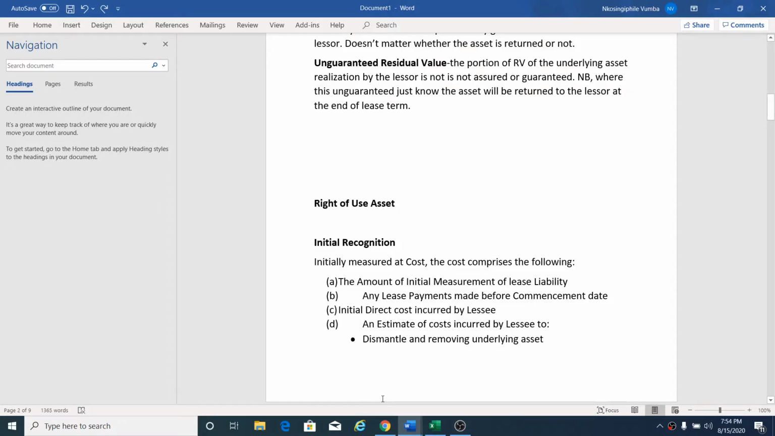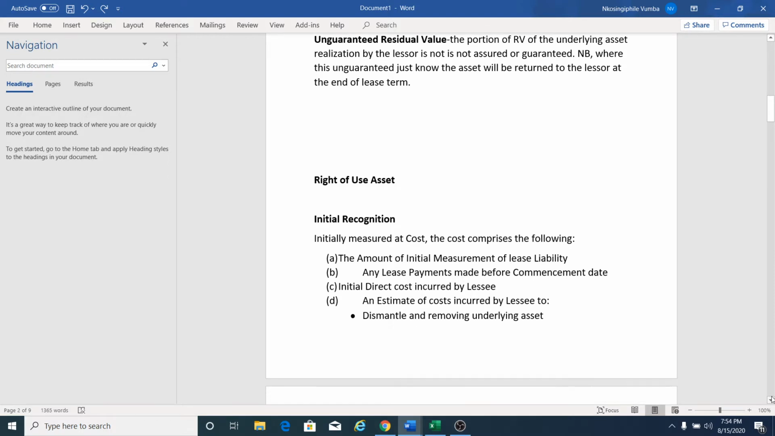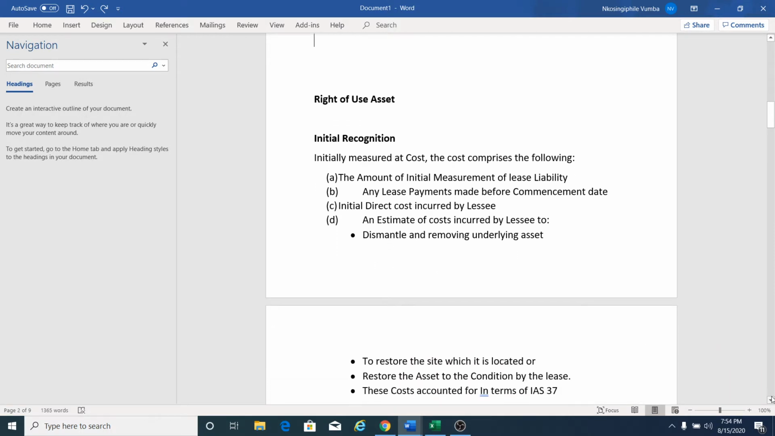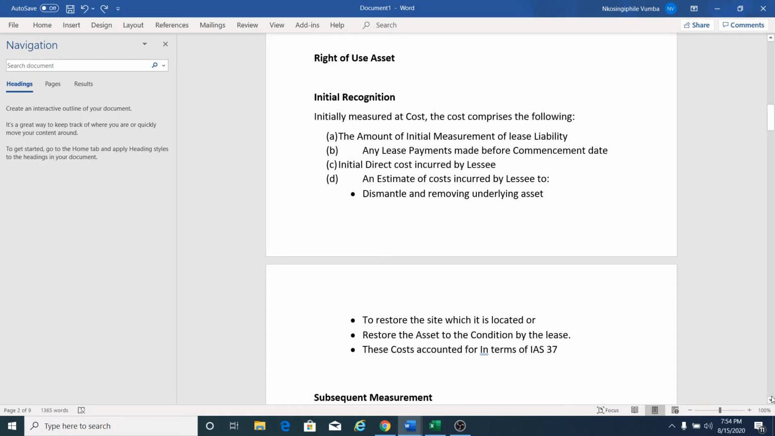Okay, welcome back. So in part one of the video, we were dealing with the definitions that are important for the lessee. Now let's go to the measurement. So we have a right of use asset.